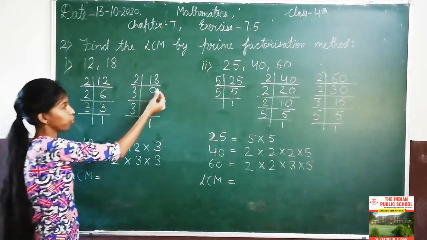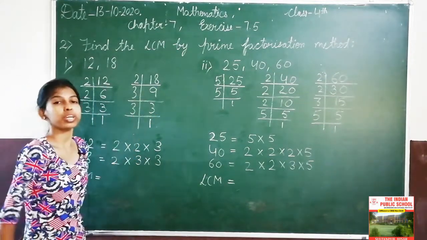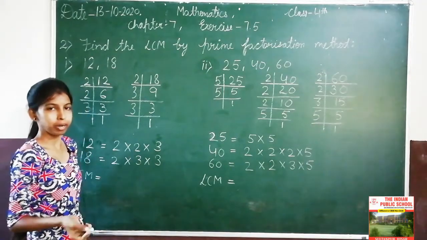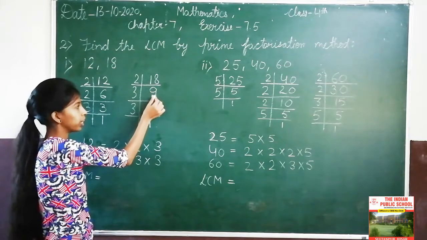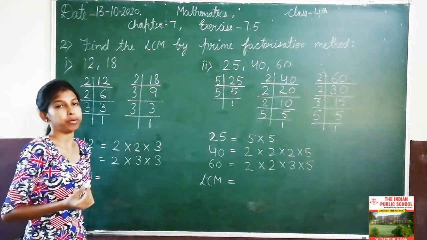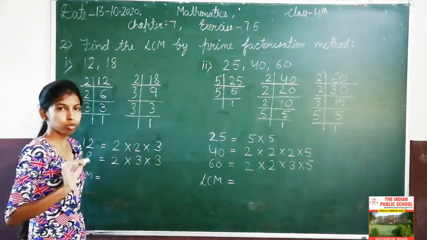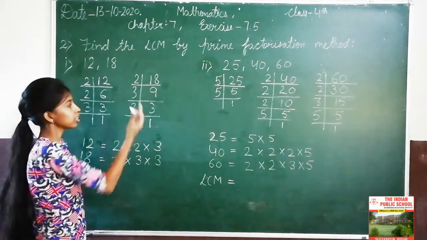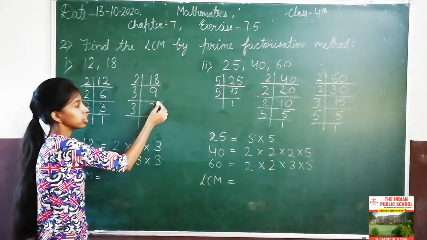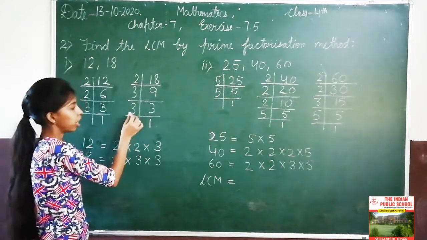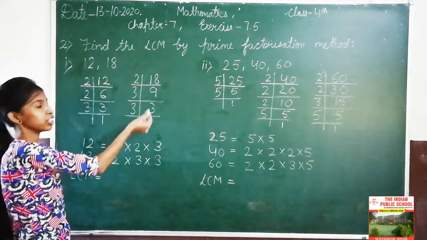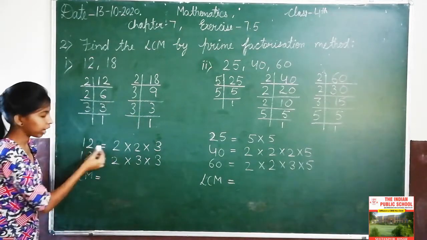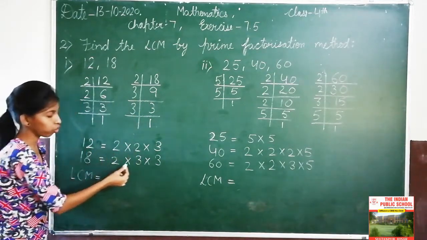Now we will take 18. 18 is also an even number, so firstly we will divide it by 2. We will divide by 2, we will get 9. 9 is an odd number now. We cannot divide by 2, so we will take the next prime number, that is 3. We will divide by 3 and get 3. Again we will divide by 3, we will get 1. So these are the prime factors of 18. So here is the prime factorization of 12 and here of 18.